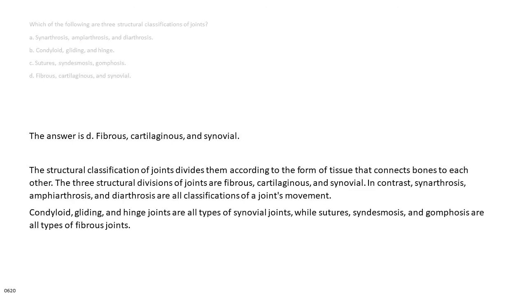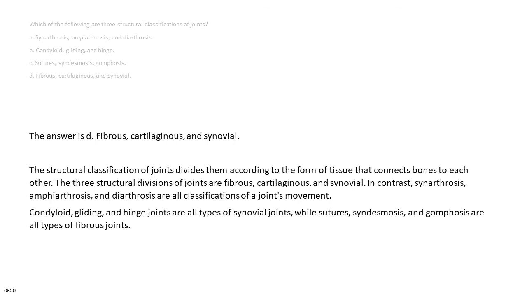The answer is D. Fibrous, cartilaginous, and synovial. The structural classification of joints divides them according to the form of tissue that connects bones to each other. The three structural divisions of joints are fibrous, cartilaginous, and synovial.